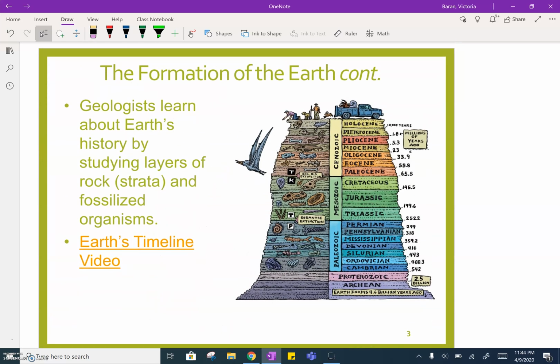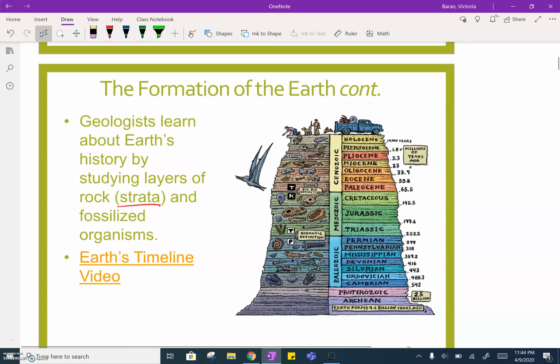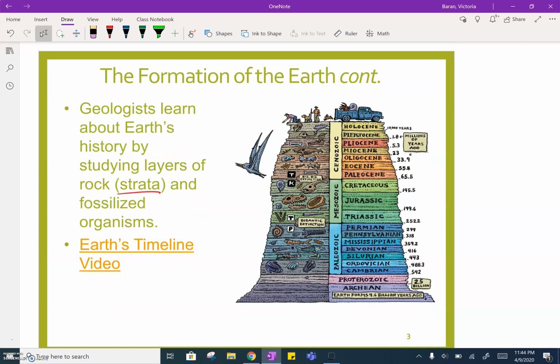Now, looking more at Earth and its layers of rock, we refer to that as strata. We can study those rock layers and their composition, and like I talked about before, we looked at meteorites. We can also look at these different layers of rock and determine their age, and we can also look at any fossilized organisms within those layers of rock to help give us a better idea of Earth's history. Of course, the oldest layers being on the bottom and the newest layers being on the top.